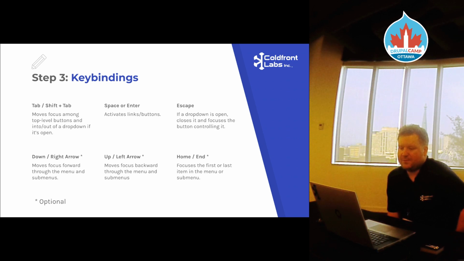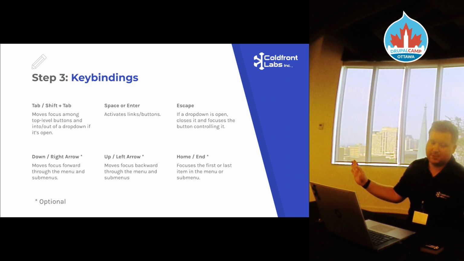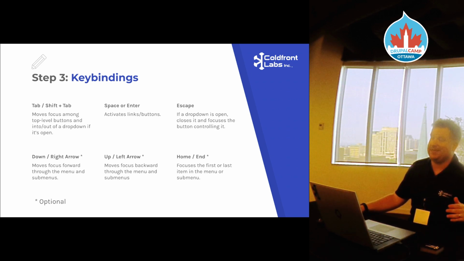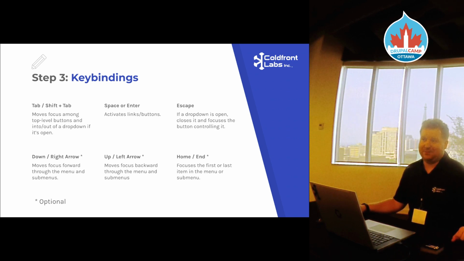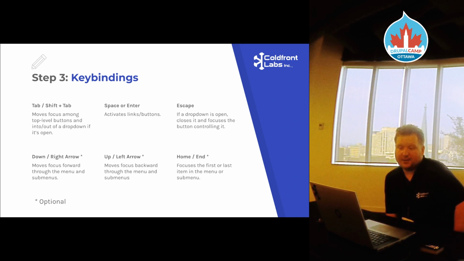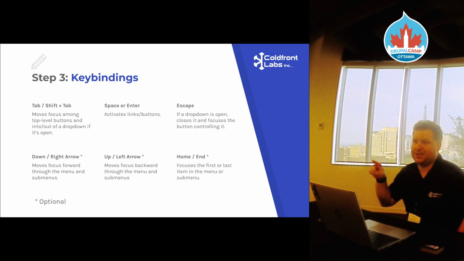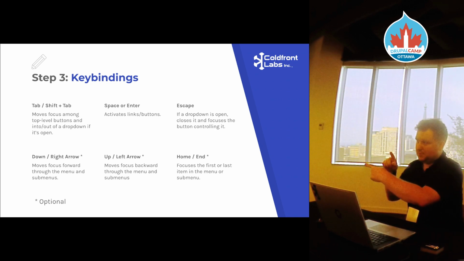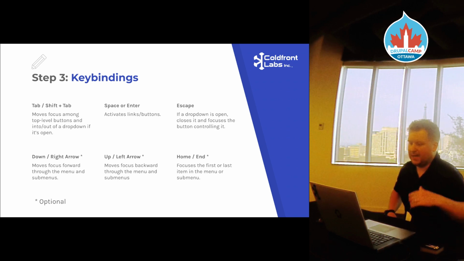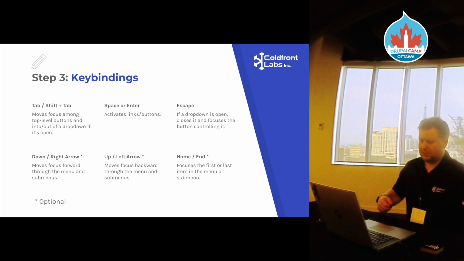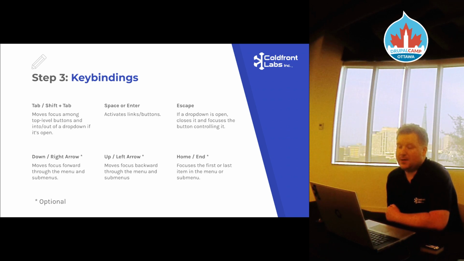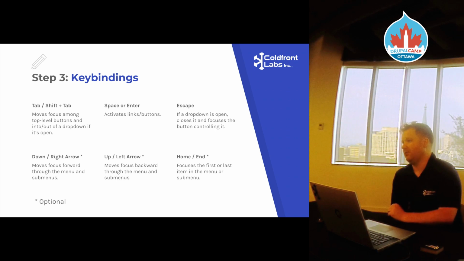And then you have 3 other requirements, which you can see, optional. They're in the spec. They are flagged as optional. Your menu doesn't need them, but it's always a nice to have. So your down and right arrows should move focus forward through the menu and submenus. So if you just hit the right arrow when you're tabbed into your menu, it'll just keep going through all your menu items. And up and left, the reverse. You just go backwards. And then home and end should focus the first and last item in a menu or submenu, respectively.